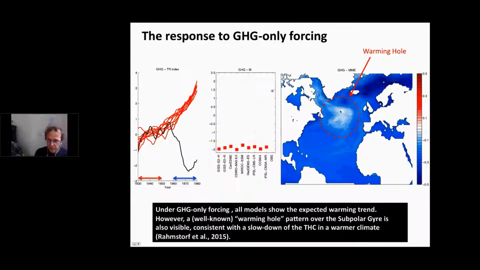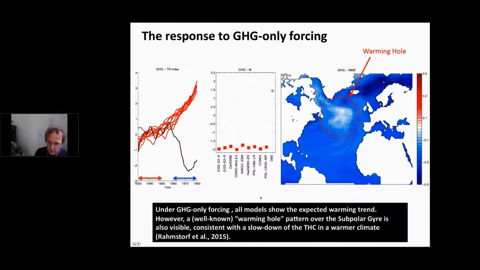If we do the same exercise, but now sticking to models which only use greenhouse gas forcing, you see, not surprisingly perhaps, that all models, when forced with only greenhouse gas, agree that the basin average response is a warming one. So all the models basically go up in temperature, and they do not reproduce the cooling at all. This is kind of expected.